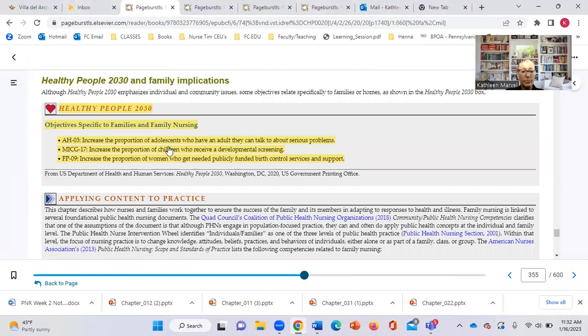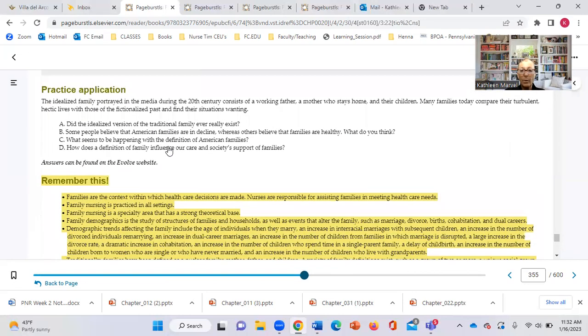Healthy People 2030 in this chapter is specific to families and family nursing. Okay, they have three objectives. Increase the proportion of adolescents who have an adult they can talk to about problems. Increase the proportion of children who receive developmental screening. Increase the proportion of women who get the needed publicly funded birth control services and support. Okay, so please be familiar with that.